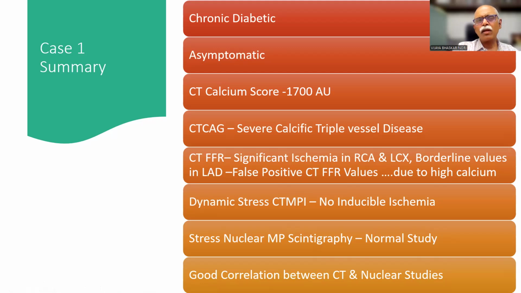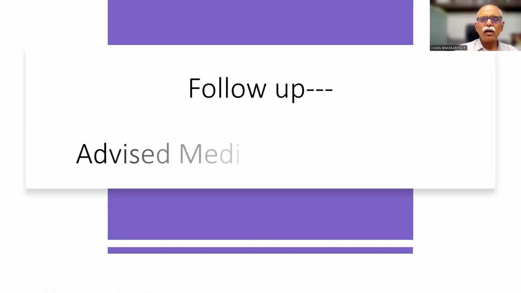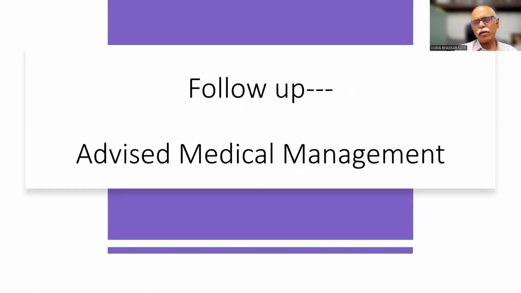So summing up case 1: chronic diabetic, asymptomatic, CT calcium score 1700 Agatston units, CAG severe calcific triple vessel disease, FFR positive with borderline values in RCA and LCX, but those are false positive because of calcium 1700 Agatston units. Dynamic stress MPI shows no inducible ischemia, and stress nuclear scintigraphy is a normal study, no inducible ischemia. There's a good correlation between CT scan and nuclear studies. Follow-up is advanced medical management.